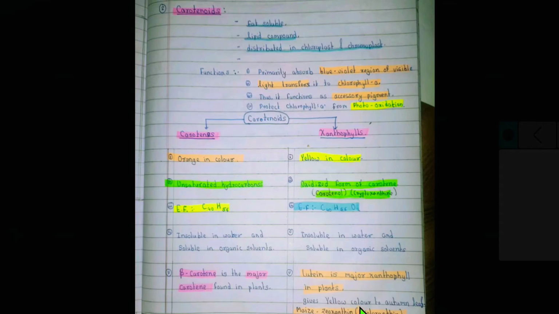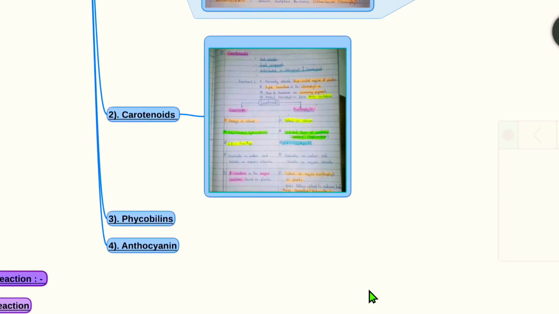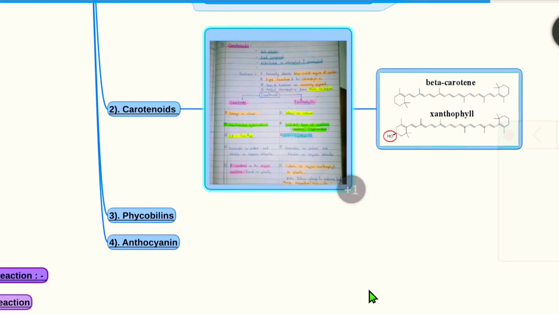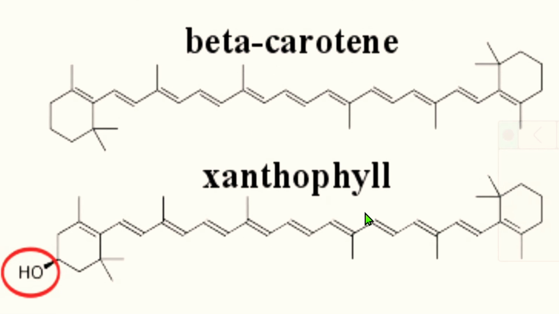Next, we'll see the beta carotene and the xanthophylls. Here see the OH group is present, and this is the xanthophyll.